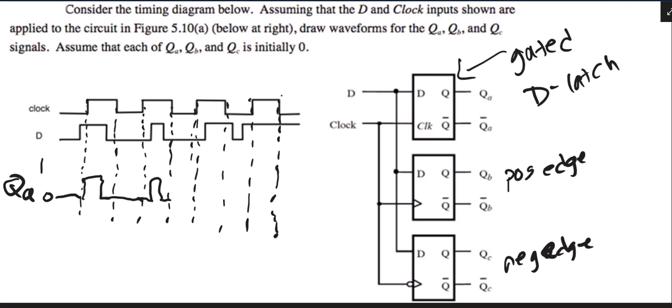So now the clock is 0, so it's not going to change. Now the clock is 1, so it'll follow the D signal. The clock is 0, so it doesn't change. The clock is 1, so it follows that signal.